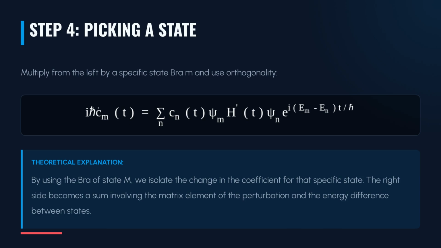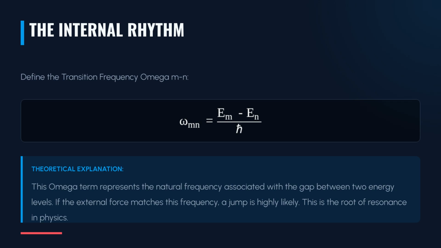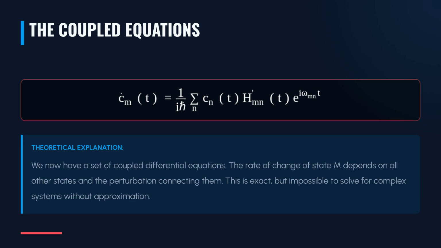Step 4, picking a state. By multiplying from the left by a specific state bra-m and using orthogonality, we isolate the rate of change for coefficient c-m. We define the transition frequency, omega mn, which represents the natural frequency associated with the energy gap between states m and n. This is the root of quantum resonance. This leaves us with the coupled equations. This exact set of coupled differential equations is generally too difficult to solve without approximation.